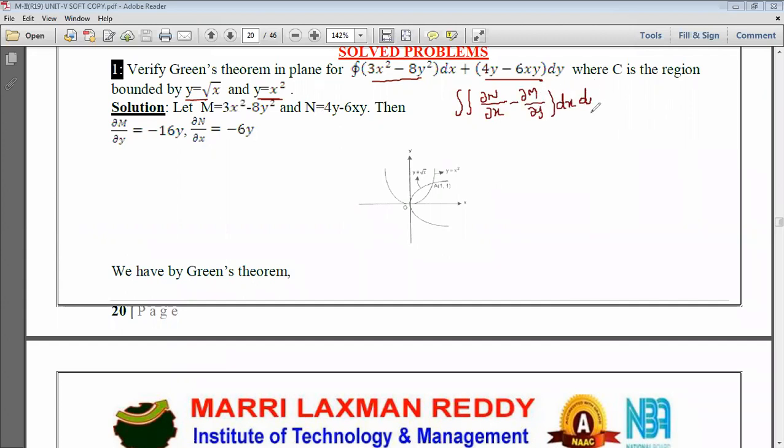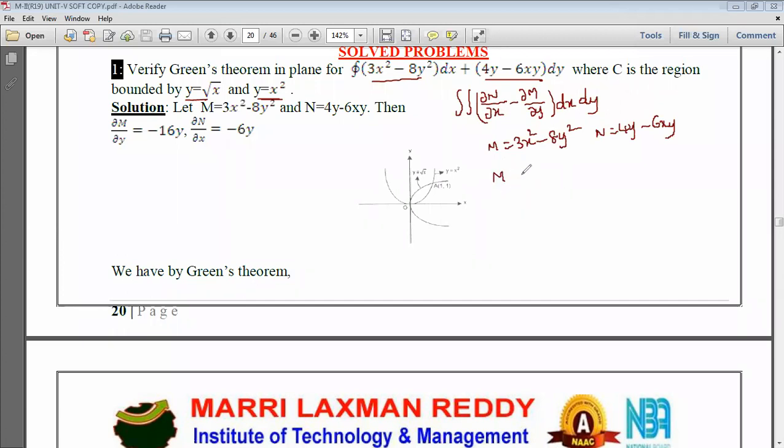This one we are going to calculate. Here, if you observe, what about M in the given problem? So M is equal to 3x² − 8y², and N is equal to 4y − 6xy, right? And now you can apply the partial derivative to this one.